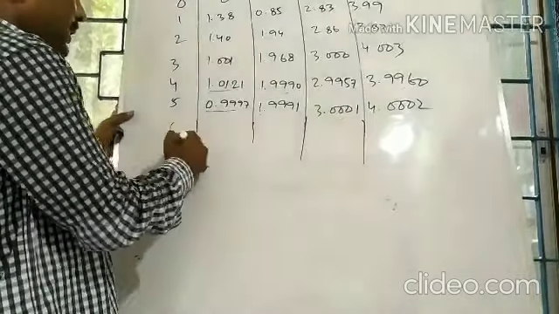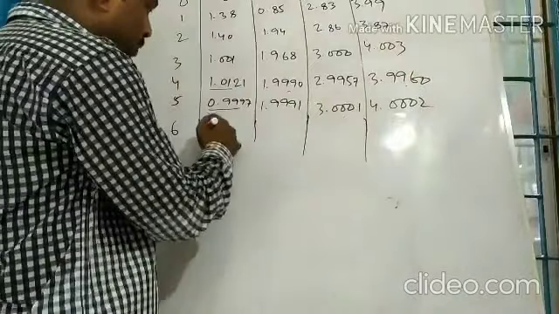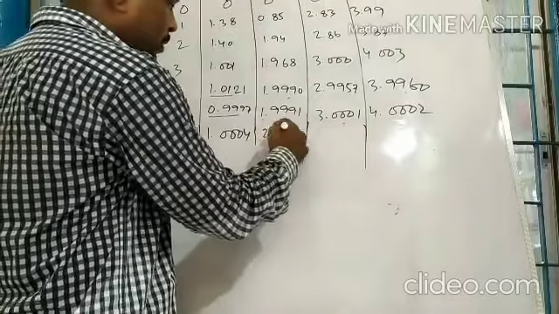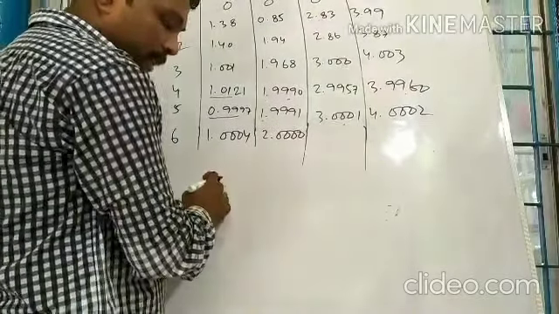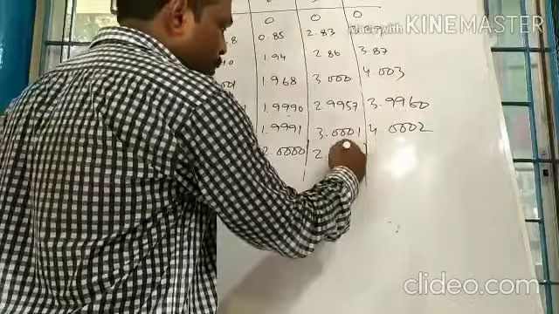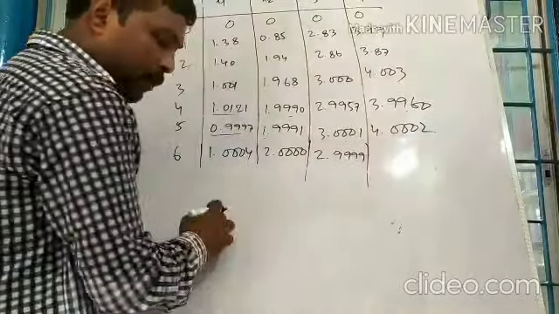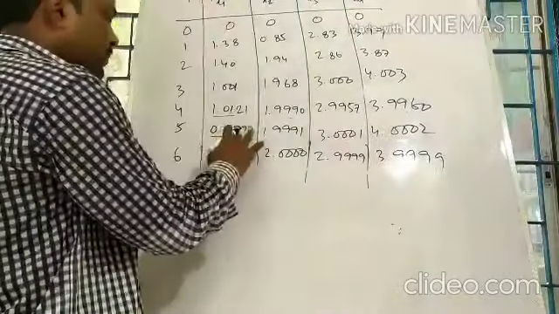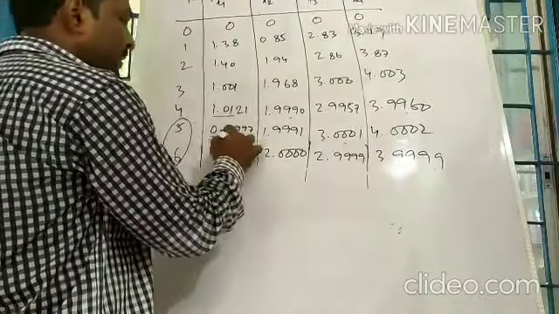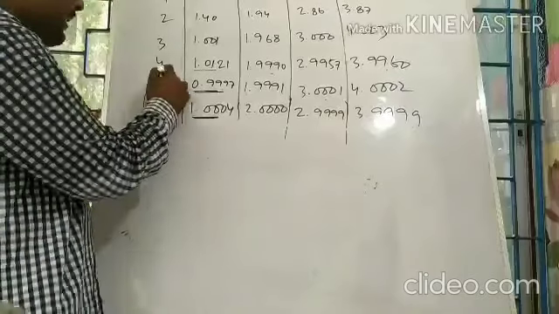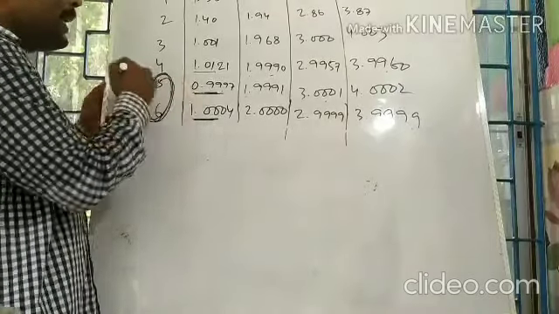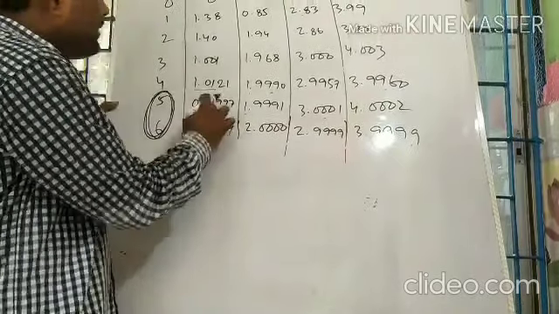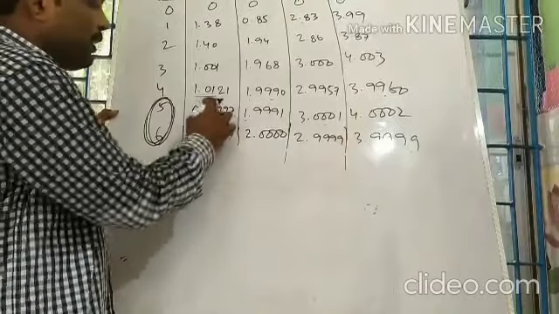So iteration number 6. This is 1.0004. Then x2 is 2.00, x3 is 3.00, then x4 is 4.00. Now see, at iteration number 5 and 6, x1 is 1.00, correct up to 2 decimal places. Two consecutive iterative values of x1, correct up to 2 decimal places, these are equal.